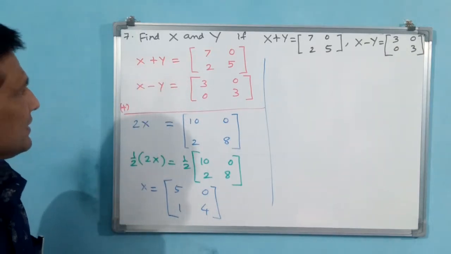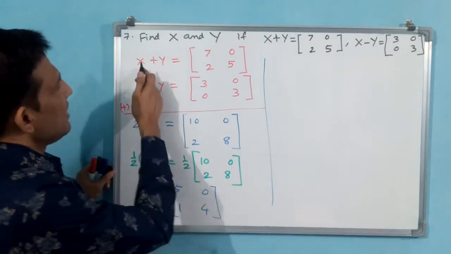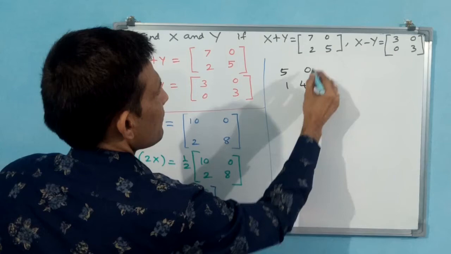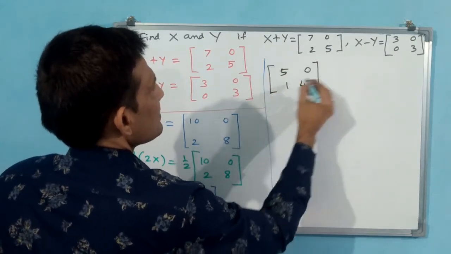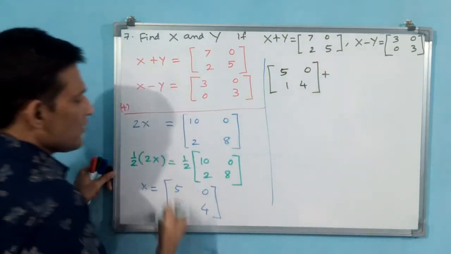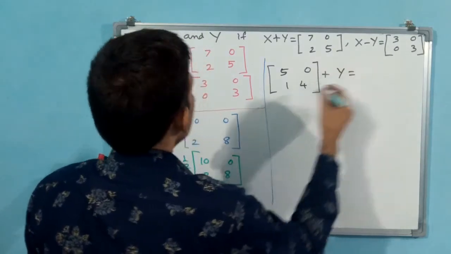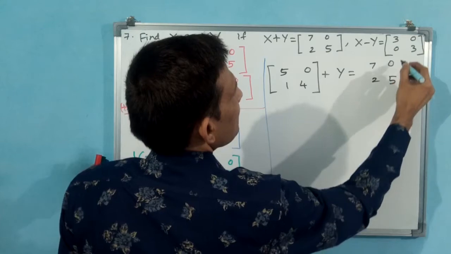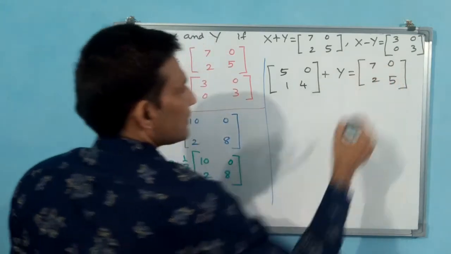What I am doing, you see, now x is this one and I am writing this formula. You see, 5, 0, 1, 4. This is x plus y. Y you don't know, y you have to find. Y is equal to 7025. Write down. 7025.